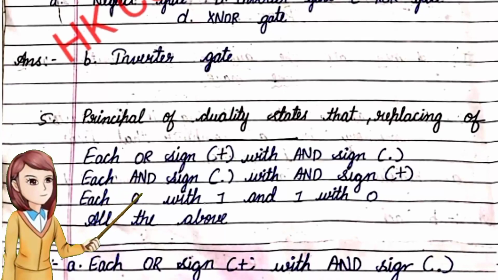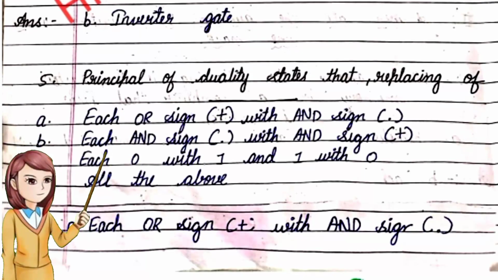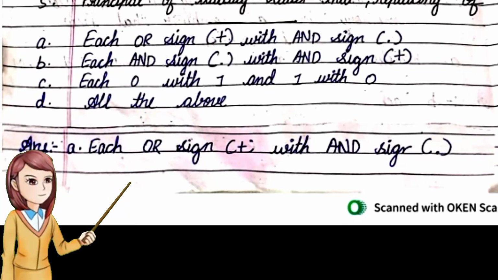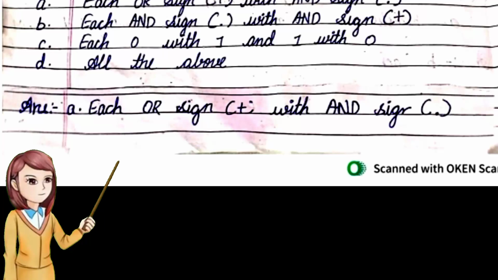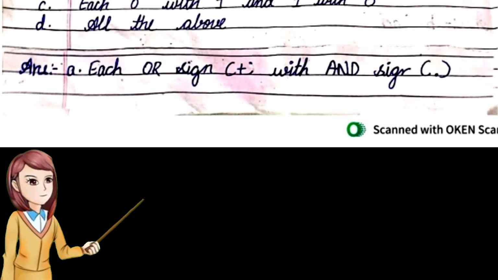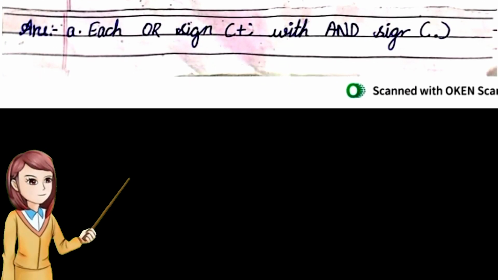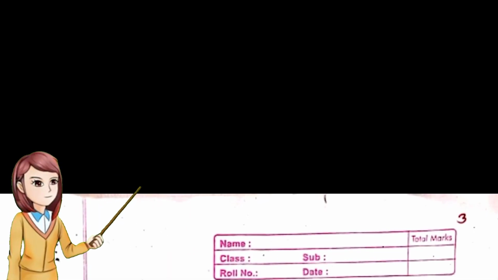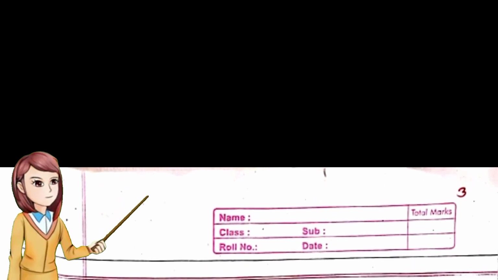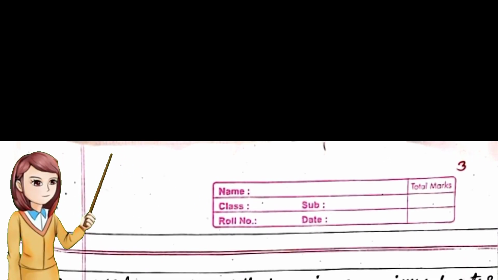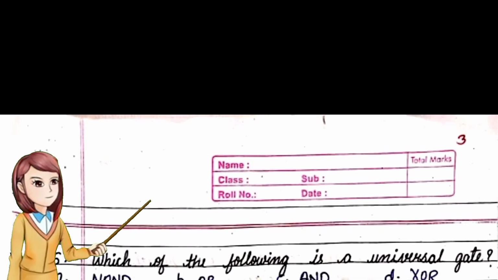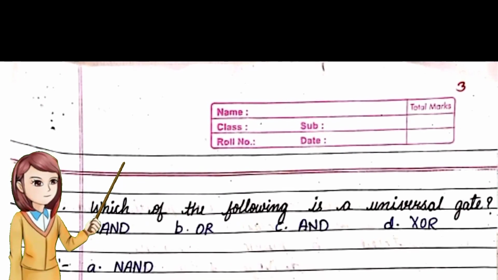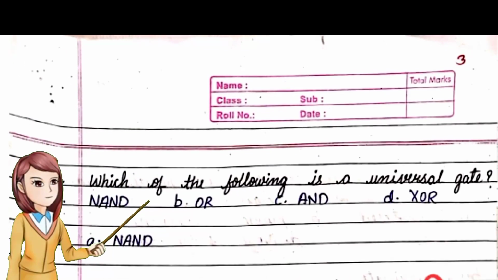Fifth question, the principle of duality states that replacing of. The options are: each OR sign with the AND sign, each AND sign with the AND sign, each 0 with 1 and 1 with a 0, all of the above. The answer is each OR sign with the AND sign. Sixth question, which of the following is a universal gate? The options are NAND, OR and XNOR. The answer is NAND. Seventh question, involution law states that.